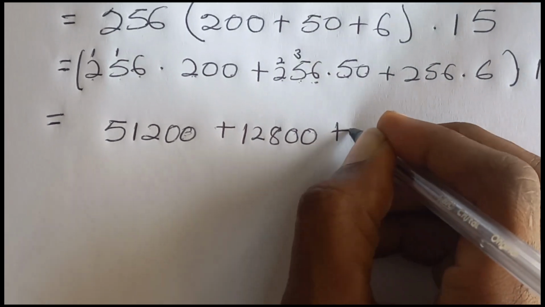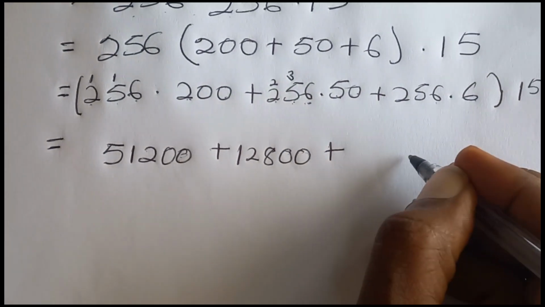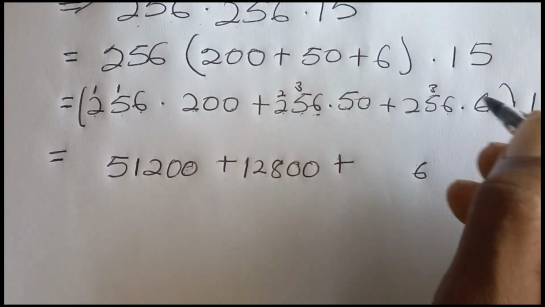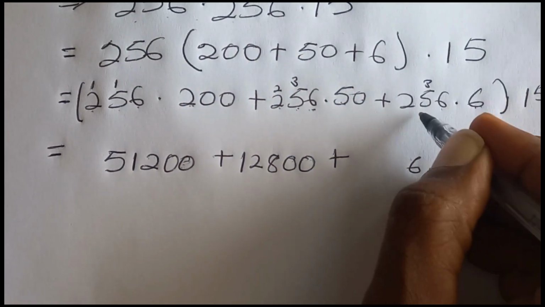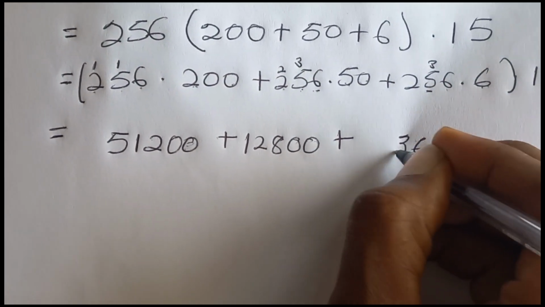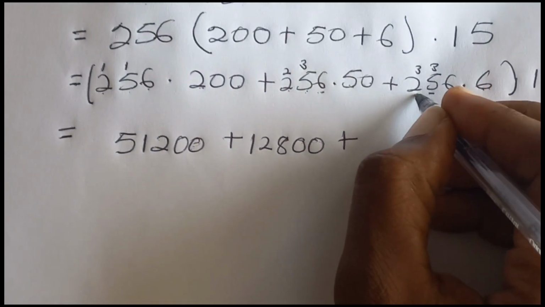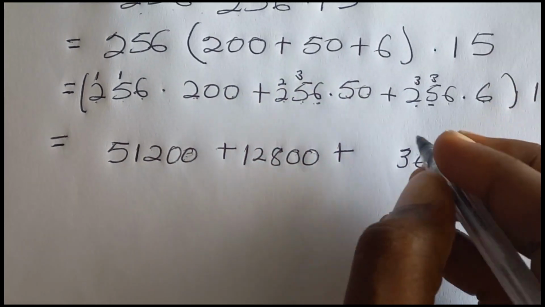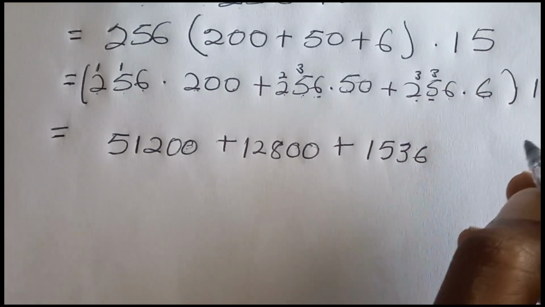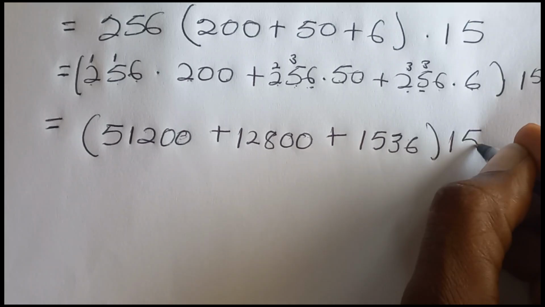Then plus 6 times 6, we are getting 36, so 6, a remainder of 3. 6 times 5 is 30, 30 plus 3 is 33, we still have a remainder of 3. 6 times 2 is 12, 12 plus 3 is 15. So multiply by 15 here.